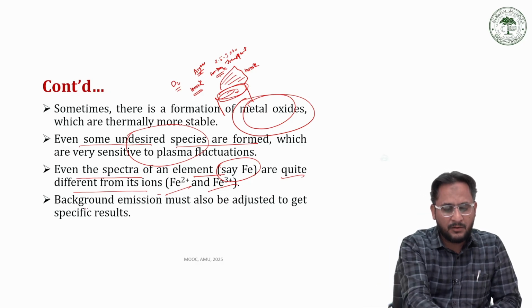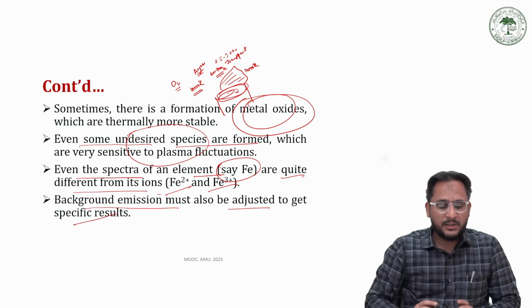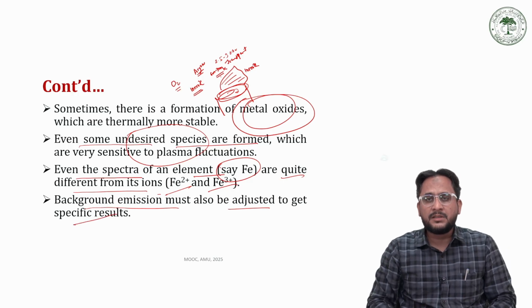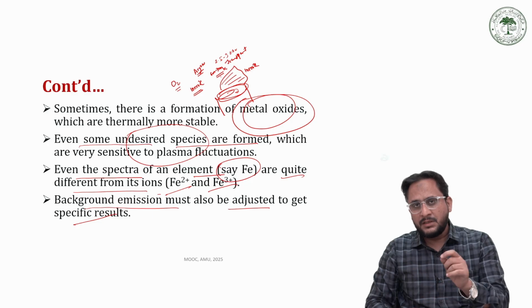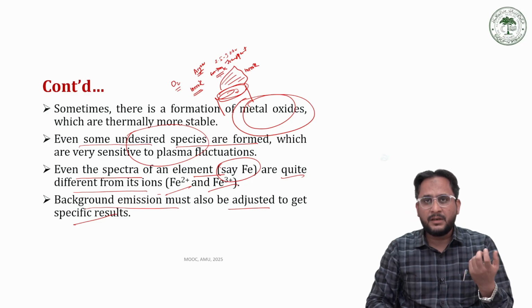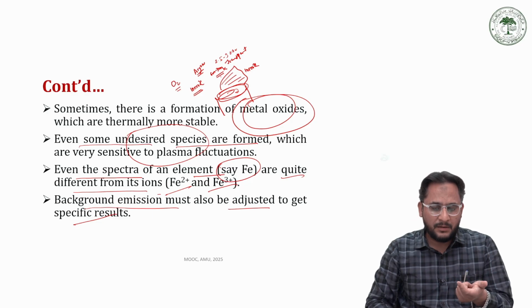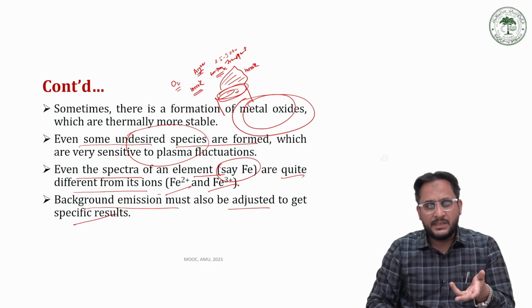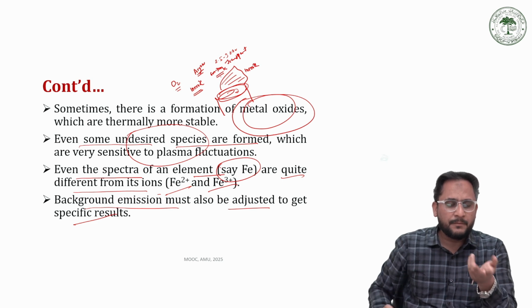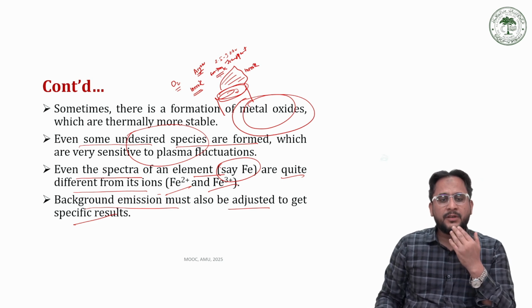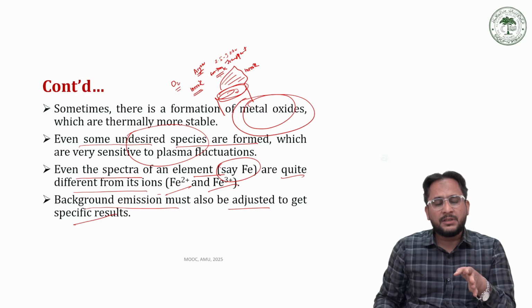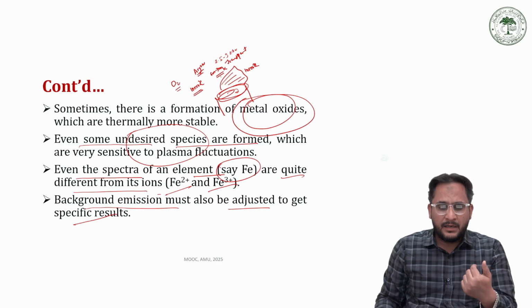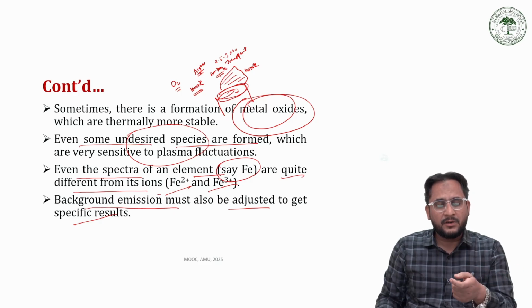Then background emission must also be adjusted to get specific results, and it can be adjusted by doing a blank run, meaning the same solvent is used. For example, with a soil matrix where we analyze the elements, we use either the dry method with alkali fusion, or the acid digestion method. In both methods, at the end we recover the elements in the acid, which is then filtered, and finally the filtrate is injected for analysis.